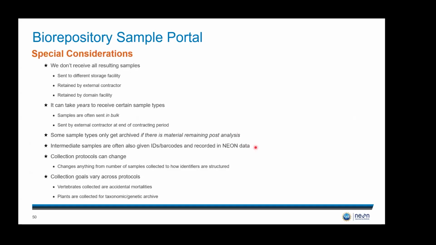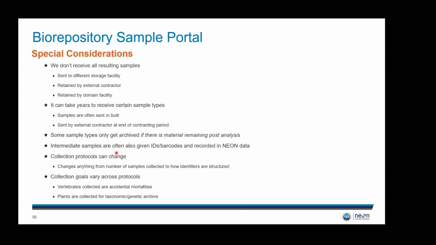Sometimes, and I think this one can get pretty confusing for people, intermediate sample types are also often given IDs or barcodes and recorded in NEON data. So you might have a download of a NEON data product and see a field that's just called sample ID and think, oh, that sample ID must be available in the biorepository, which isn't necessarily true because it's an intermediate sample type. It's great for connecting the various tables across that protocol, but because that sample doesn't exist anymore, of course, it was just an intermediary to get to the final one, we wouldn't necessarily have that ID. You try to search for that ID and it won't pop up.